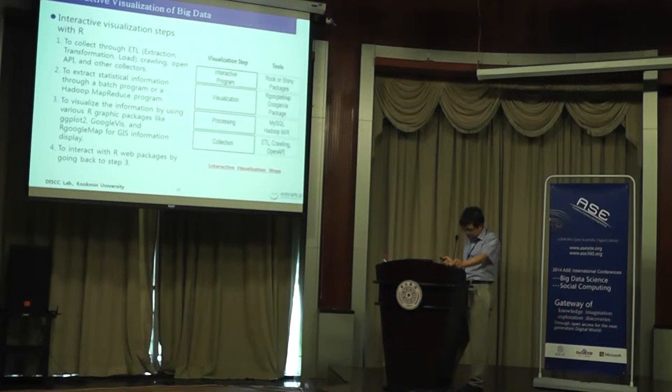This picture is the interactive visualization structure using R, which is proposed in this paper. The bottom level, the collection step, is to collect data through ETL, crawling, OpenAPI, and other collectors. The processing step is to extract statistical information through a batch program or a memlist program. The visualization step is to visualize the information by using various R graphic packages. And the interactive program step is to interact with R web packages by going back to step 3.